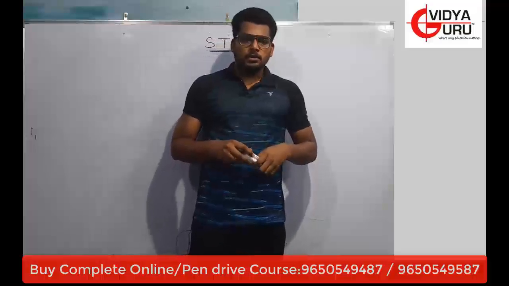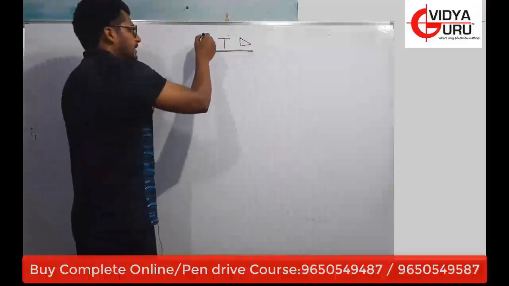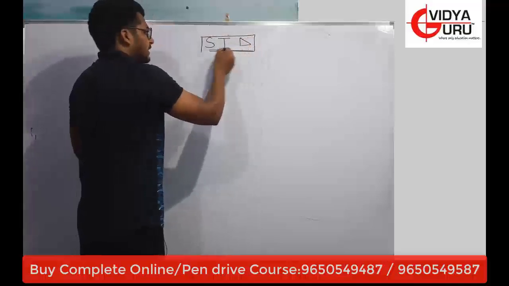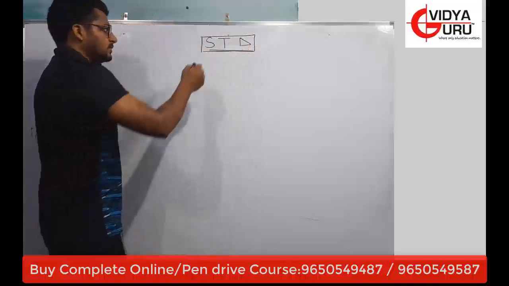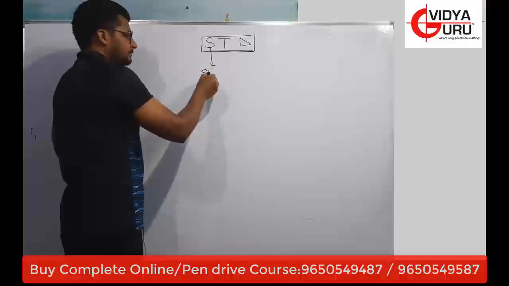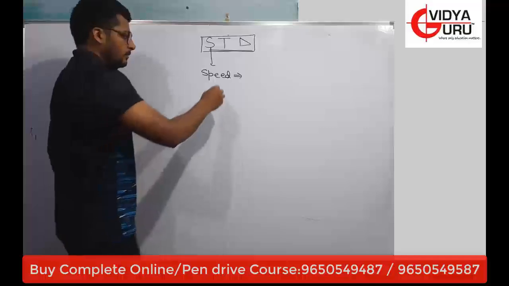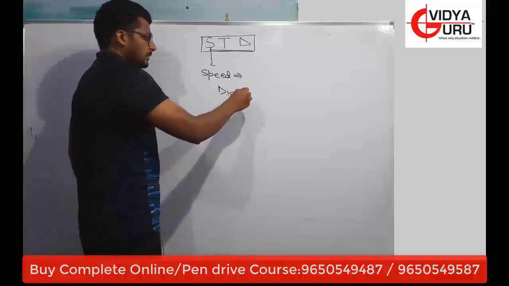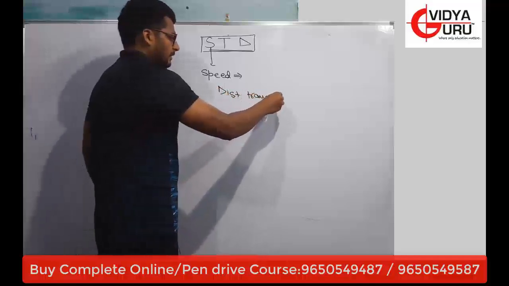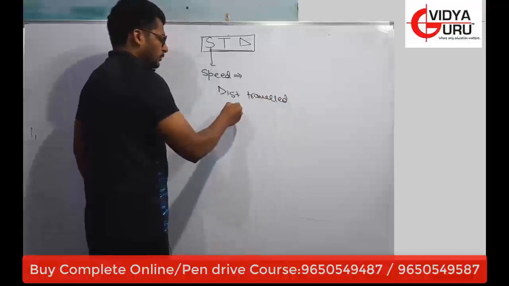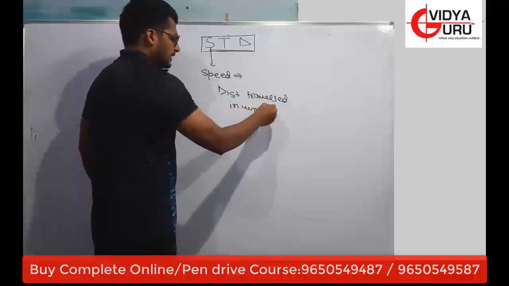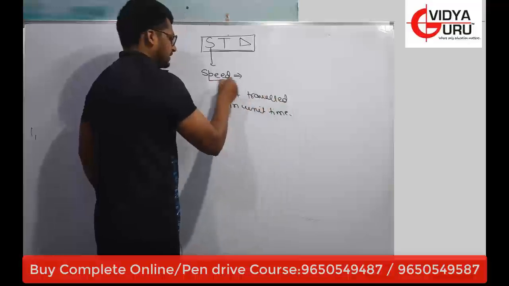Before starting questions, I will explain you some basic concepts of speed, time, distance. First of all, what is speed? How we can define speed? Speed is nothing but a distance traveled in unit time. Distance traveled in unit time is speed.